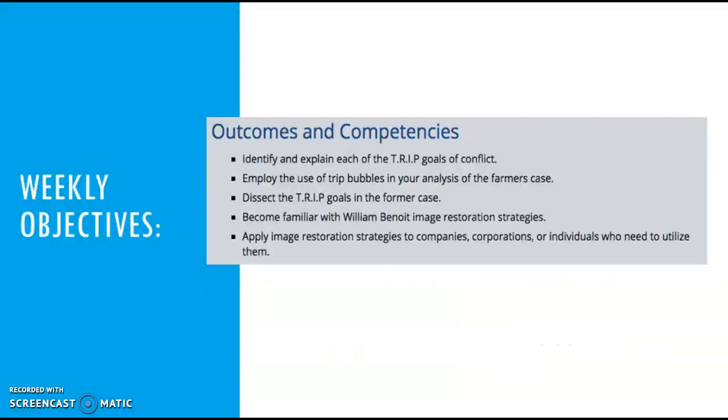So as we're jumping in, here are your weekly objectives for this week. You're going to be learning about TRIP goals in conflict, and we're going to be talking about that in a minute, and how you can identify and create TRIP bubbles as you're analyzing different situations. And Brother Bean has a farmer case, and I really like the little cartoons that they have in here, but I think it's a great example on how you're able to identify the different goals, the TRIP goals that you'll see in conflict. And then you're going to be learning about image restoration.